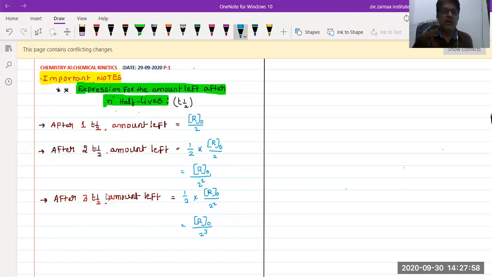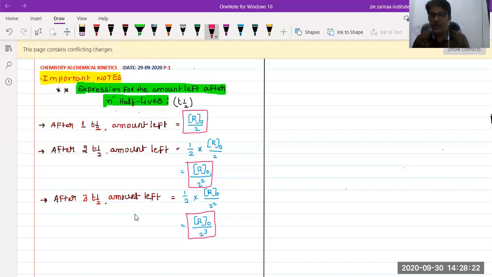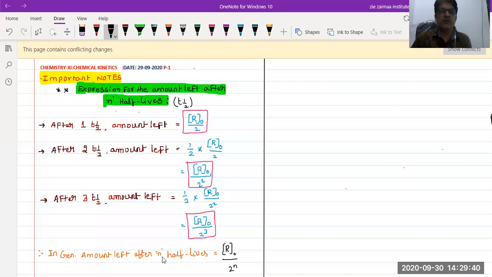So clearly, after one half life how much amount is left should be identified by this formula, and after two half lives we can find that value with this one, and after 3 half lives we can find the amount left after 3 half lives. Then generally, how much amount is left after n half lives? Very simple, just R naught by 2 power n can be taken. So this can also be taken in a box.